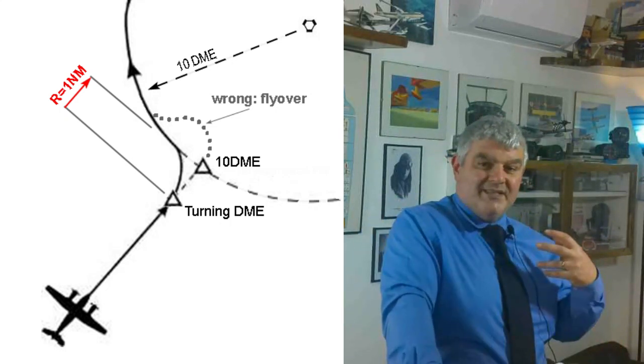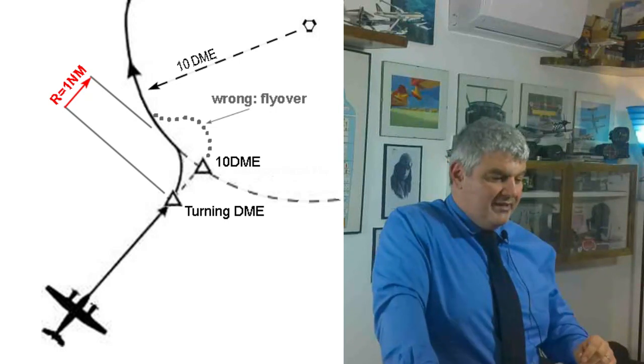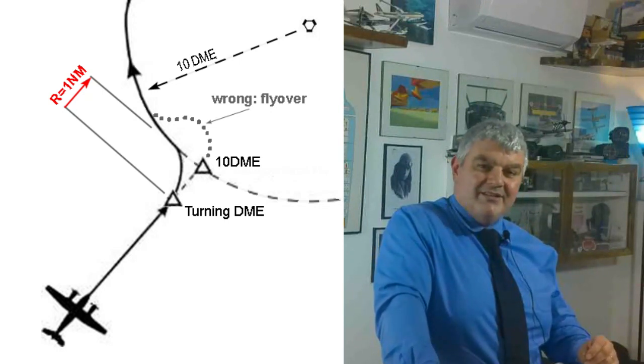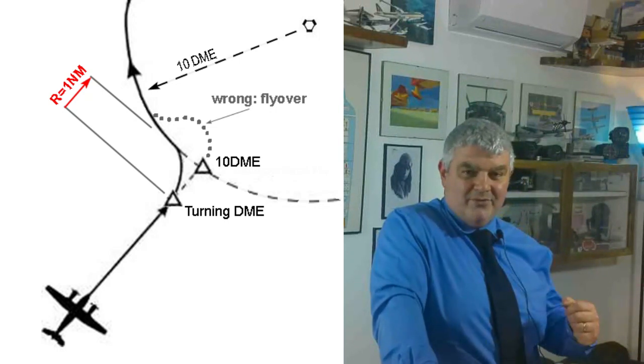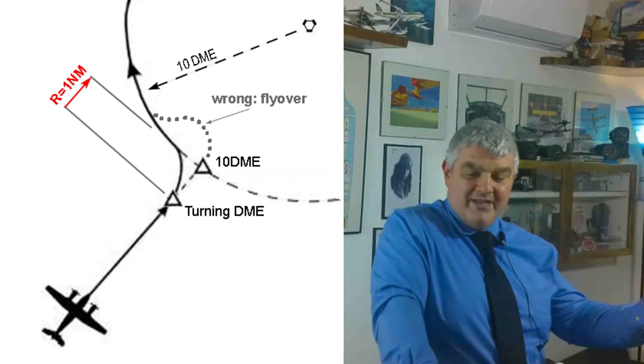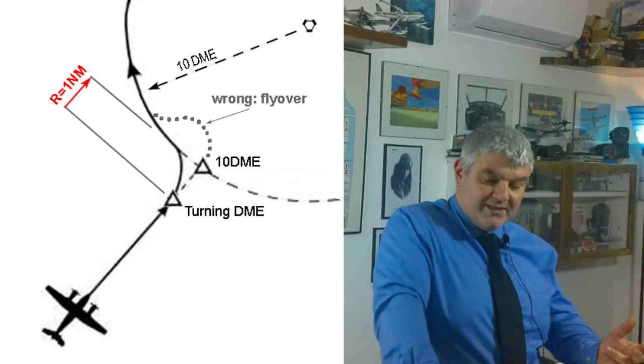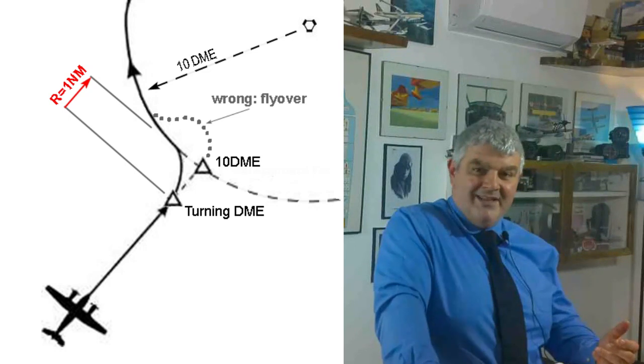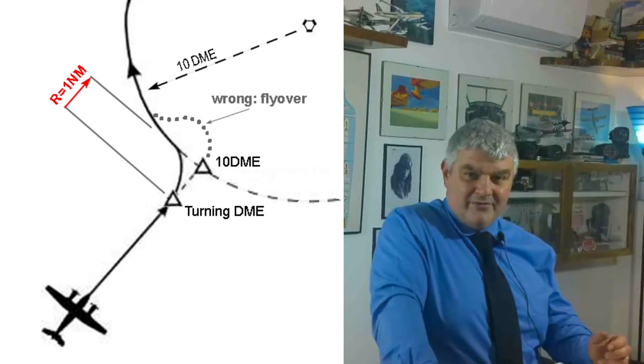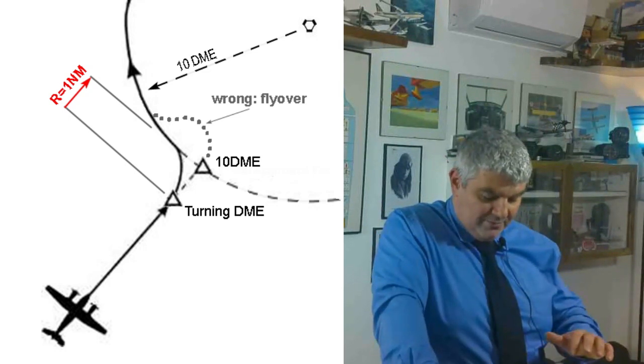If I'm coming from inside, as it was depicted before in the Genova chart, I should subtract. So I will start the turn, that was a 19 DME arc, at 17 DME on a 737 and something around 18.3 on a Cessna 172.